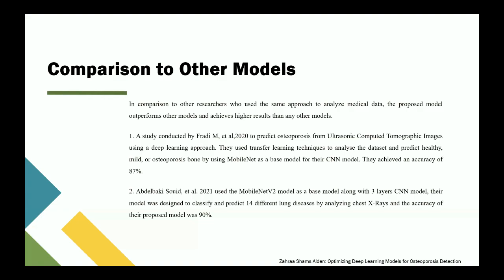We can see, for example, a study conducted by Fradi in 2022, whose accuracy was only 87%, even though they used MobileNet as a basis for their CNN model. And Abdel Baki in 2021 also used the MobileNet V2 model as a basis within a 3-layer CNN model, same as our model. Their accuracy was 90% for their proposed model.